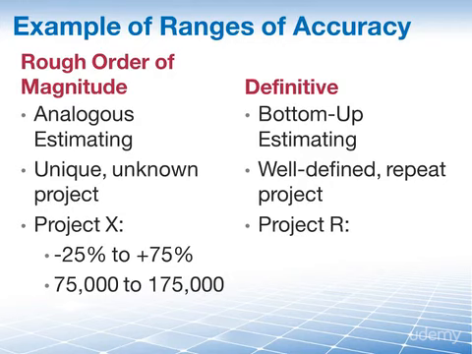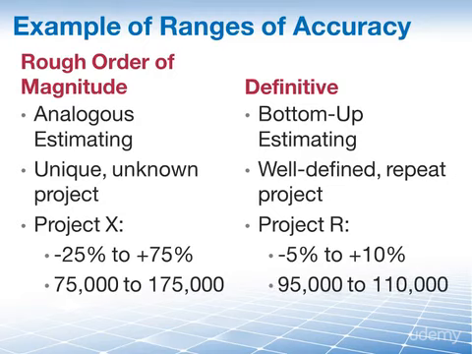On the other side, project R, again, we have an estimate of 100,000 euros, but because this is a definitive estimate, we have a range of minus 5% to plus 10%, which means that from 100,000 euros, we take 5% away. We end up at 95,000 euros to 110,000 euros. And as you can see, because of this estimation range, when you give a rough order of magnitude, the spread is much greater than when you give a definitive estimate.